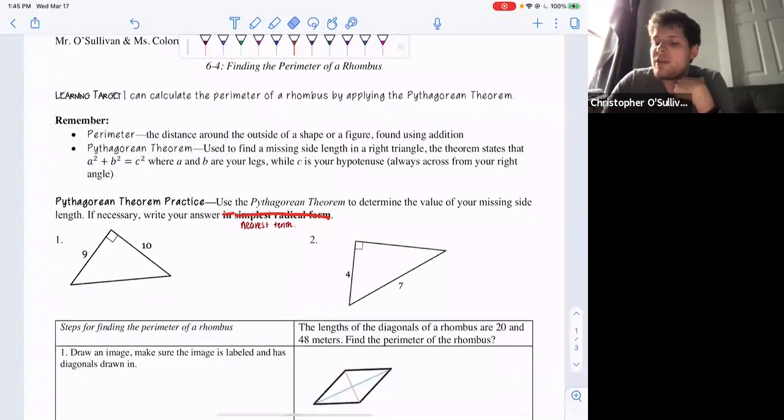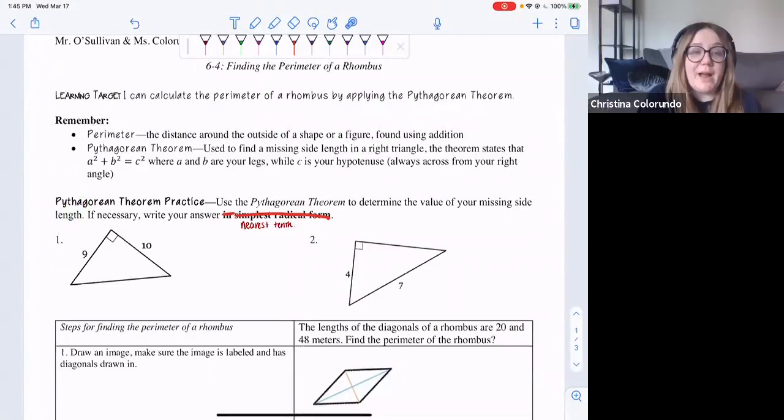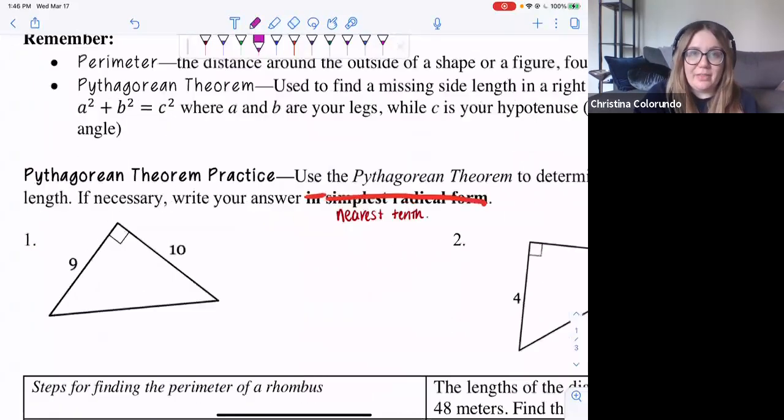Miss C, can you read what we're going to be doing right here with the Pythagorean theorem practice? We are going to be doing some practice using the Pythagorean theorem. In these questions, we are going to use the Pythagorean theorem, a squared plus b squared equals c squared, to determine the value of your missing side length. When it's necessary, we want you to round the number to the nearest tenth.